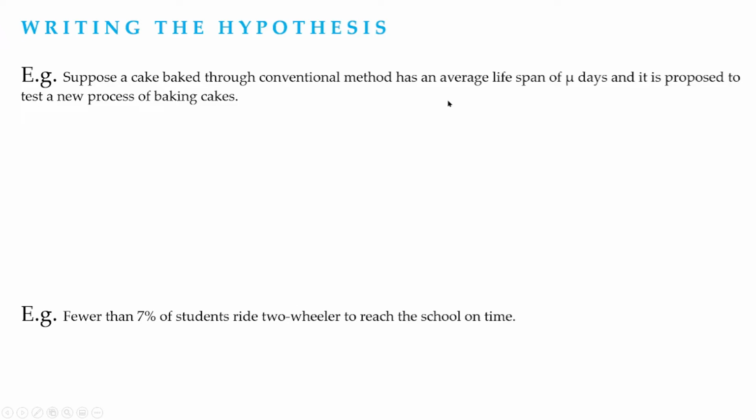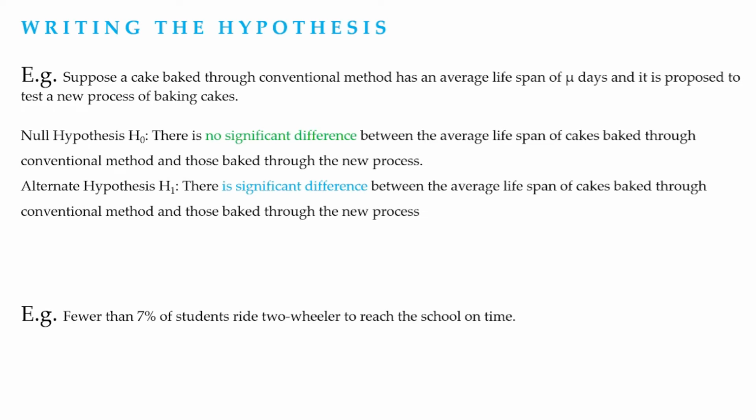So the null hypothesis will be the neutral statement. The null hypothesis will be that there is no difference between the average lifespan of cakes baked through conventional methods and those baked through the new process. And the alternate hypothesis will be that there is a significant difference between the average lifespan of the cakes baked through conventional methods and those baked through the new process. So this is how we have to write the null hypothesis and the alternate hypothesis.